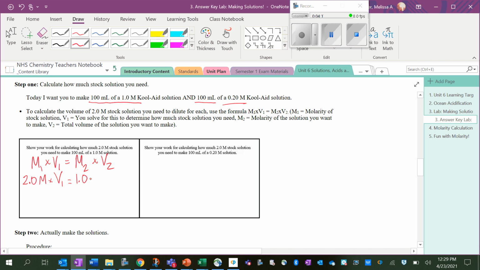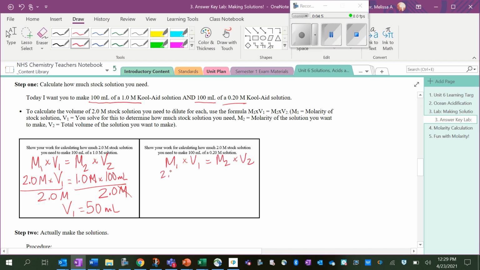You put in the concentration that you want and how much of it you want. It's okay to leave this one in milliliters. It just means your other volume will also be in milliliters. So divide both sides by the 2 molar to get V1 by itself. And then molarity is going to cancel out, and you'll be left with milliliters. So we've got 1 times 100 on the top divided by 2. That's 50 milliliters.